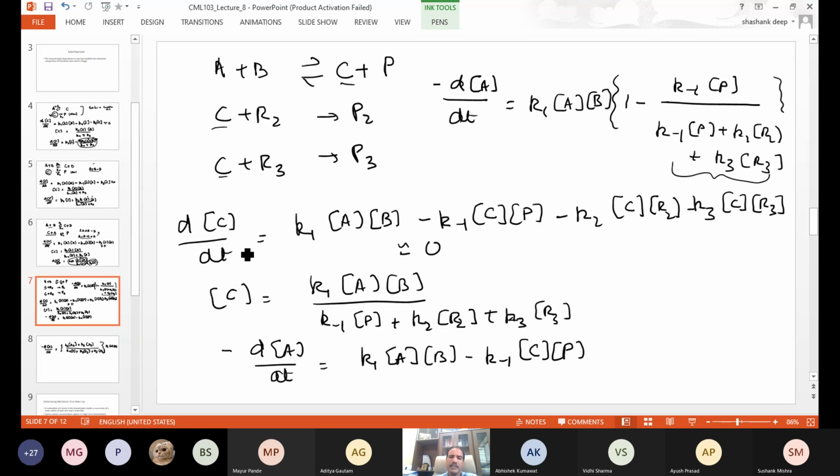And you can see that dC by dt is K1 AB minus K minus 1 into Cp minus K2 C R2 minus K3 C R3 is equal to 0. Okay, from that you can calculate C, and then minus dA by dt is this thing, and from that you can calculate minus dA by dt. Is this okay?